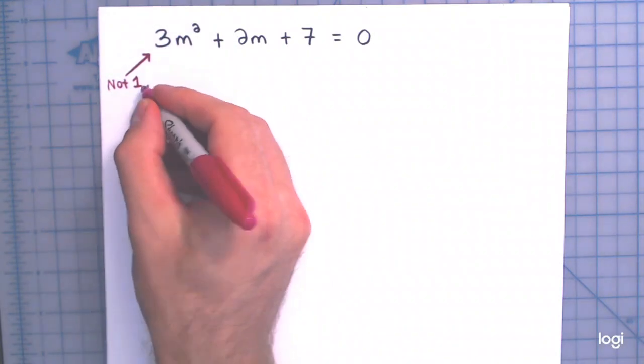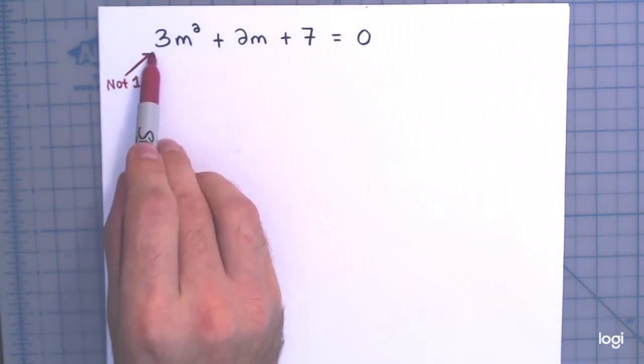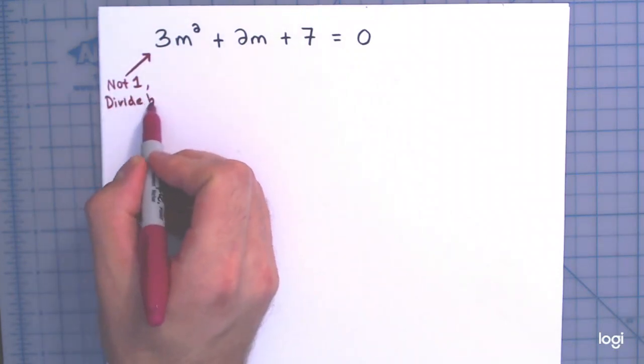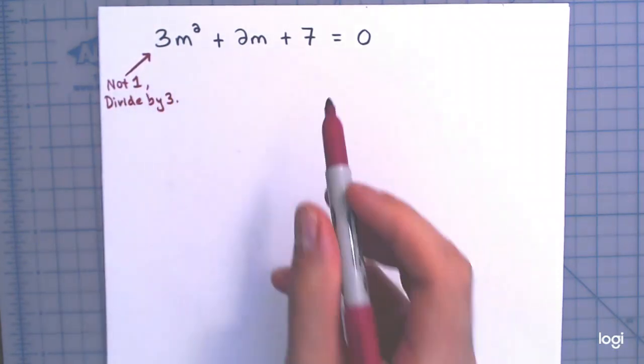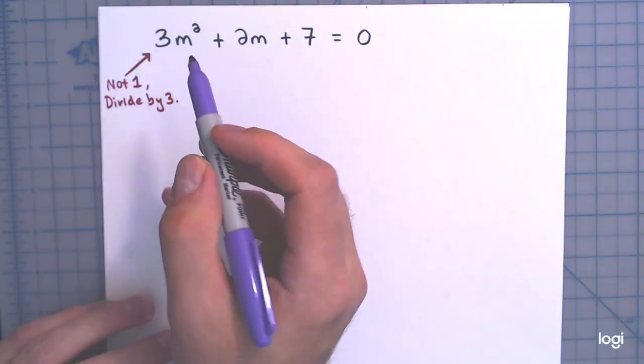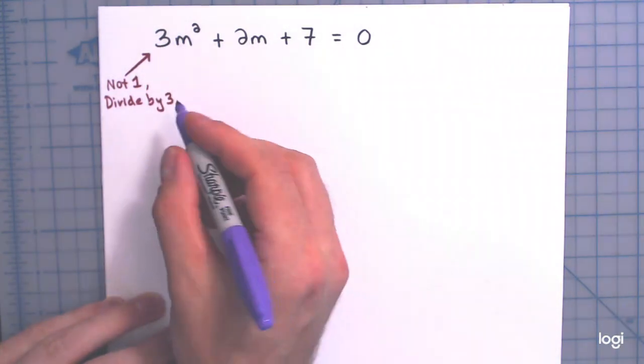So all I'm going to do to fix that is divide by it. If I want to make 3 into 1, I just divide everything by 3. I'm not going to write that division by 3 out. I'm just going to write what the final result is going to be. When I divide the first term by 3, the 3 will cancel. I have m squared.